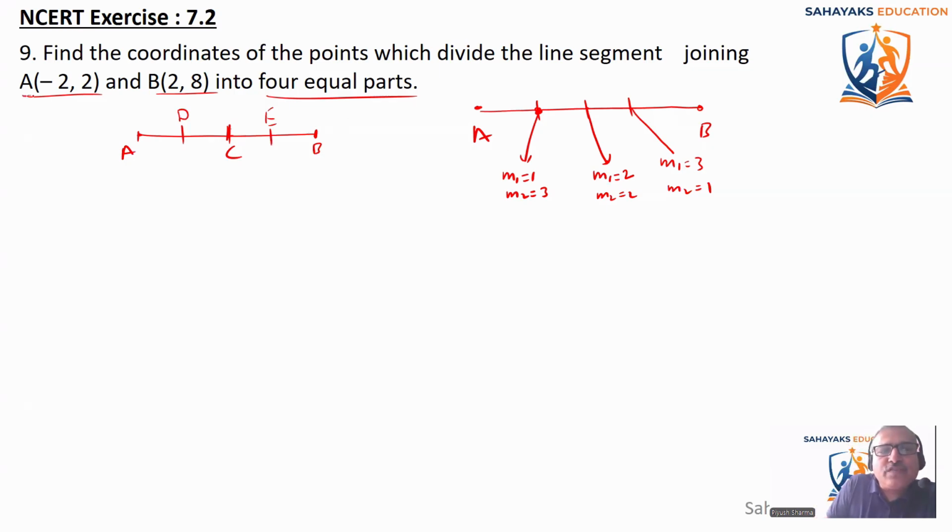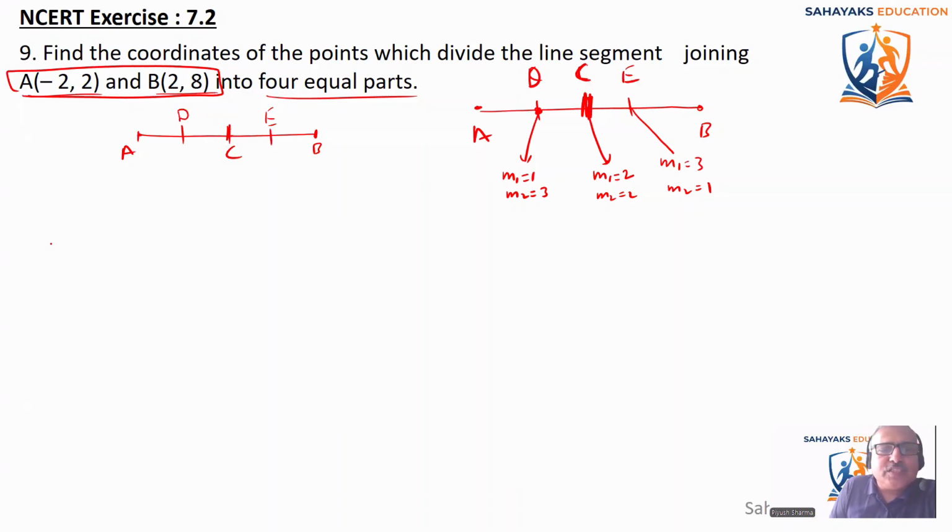So let's find the midpoint of A and B. So that will be the second point. Okay, so I'll just consider this is D, C, and E. Okay, I'll consider the same way.